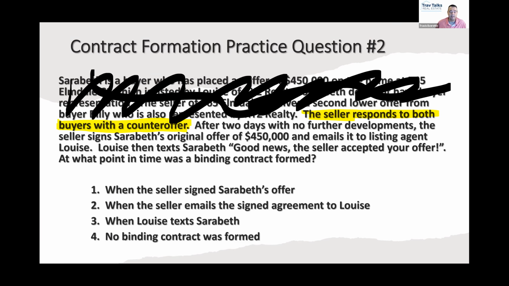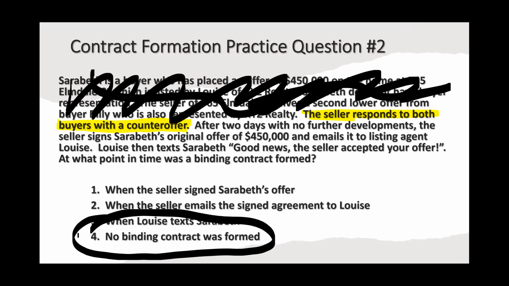So here's what you have. Seller makes a counteroffer. 2 days, nothing happens. So the seller tries to go back and sign an original offer, which does not exist, because they killed it with their what? Counter offer. What's the answer, folks? No binding contract. No contract. It's a doozy. That counter offer kills it every time. Okay. Everybody okay with that?